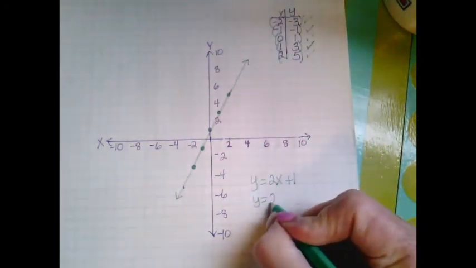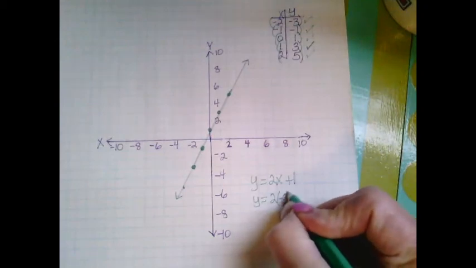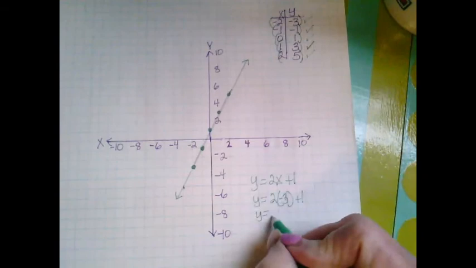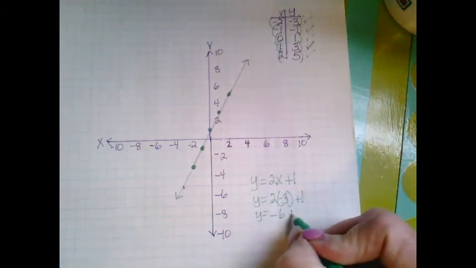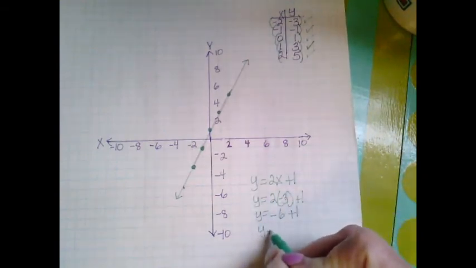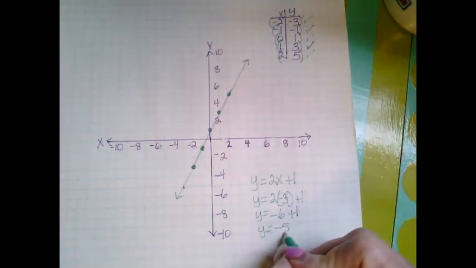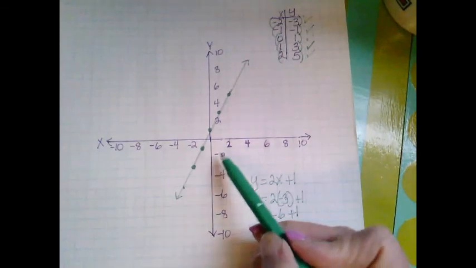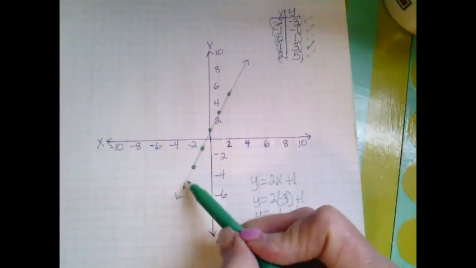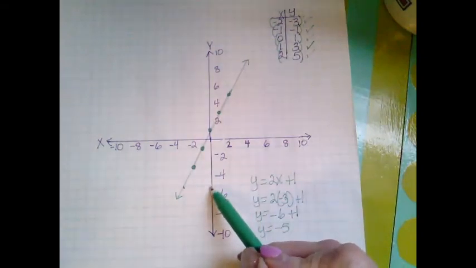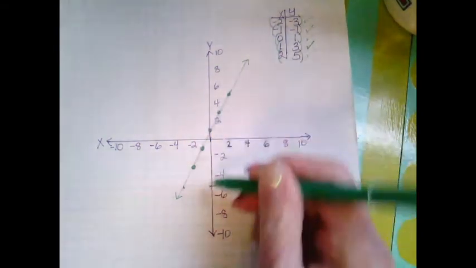Y equals 2 times -3 plus 1. Y equals 2 times -3 is -6 plus 1. So y equals -6 and a +1 is a -5. So let's see if that's where the y is. So we have a -3 here, and it matches right here at -5 on our y-axis. Perfect.